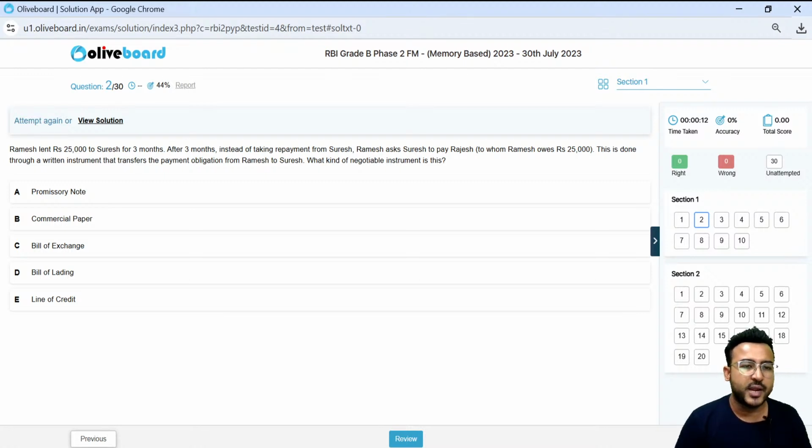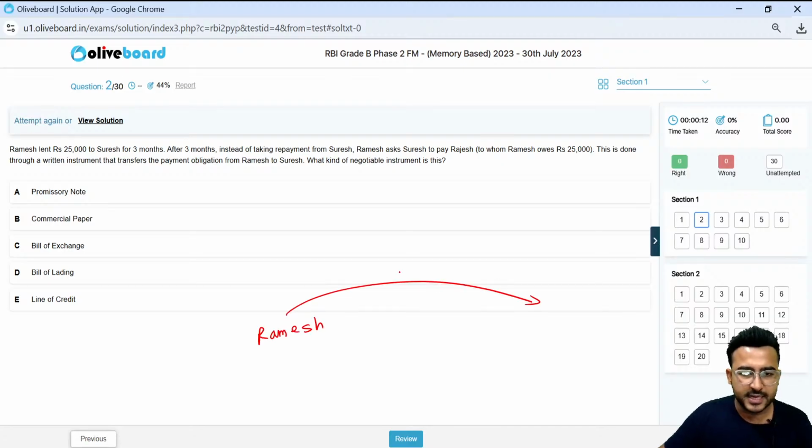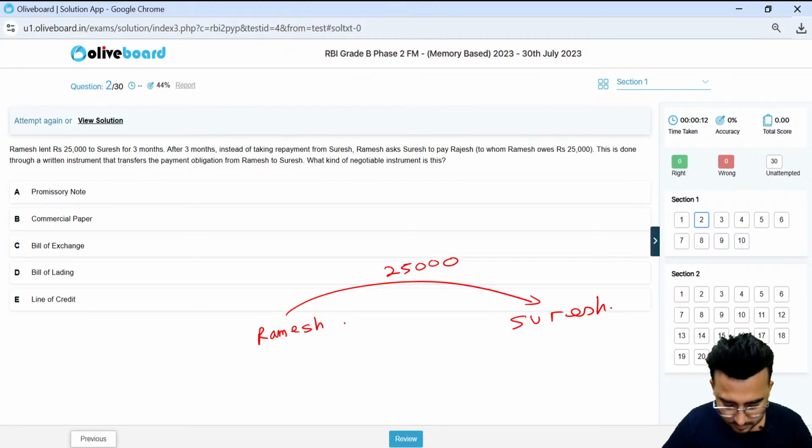Ramesh lent 25,000 to Suresh for 3 months. So Mr. Ramesh has lent 25,000 to Mr. Suresh. Okay. So Mr. Suresh को कितने दिए? 25,000 रुपए दे दिए. So after 3 months, Suresh will be paying Ramesh, but Mr. Ramesh asked Suresh to pay Mr. Rajesh. अब ये Mr. Rajesh कहां से आ गए पिक्चर में, समझते हैं.